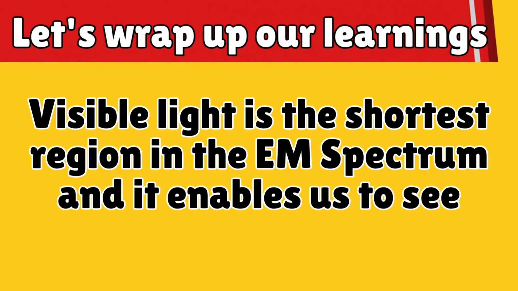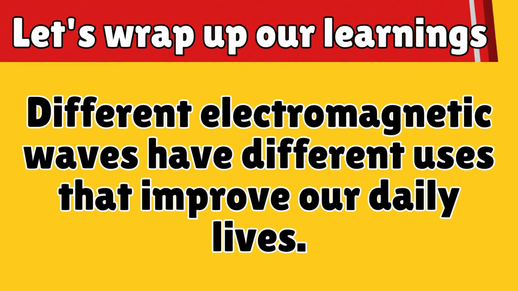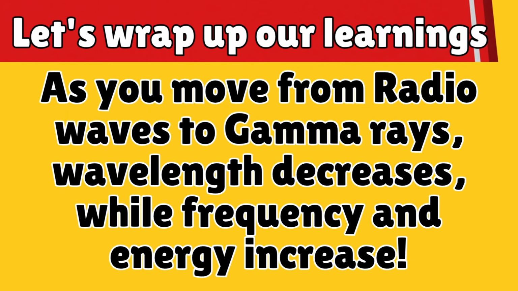Next, visible light is the shortest region in the electromagnetic spectrum and it enables us to see. Next, different electromagnetic waves have different uses that improve our daily lives. As you move from radio waves to gamma rays, wavelength decreases while frequency and energy increase.